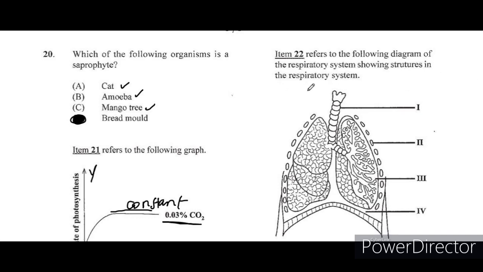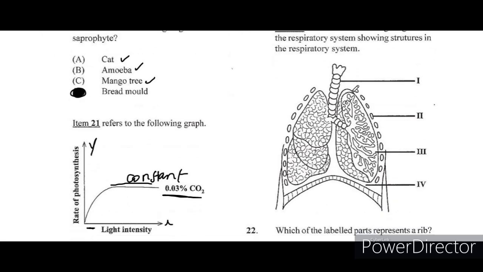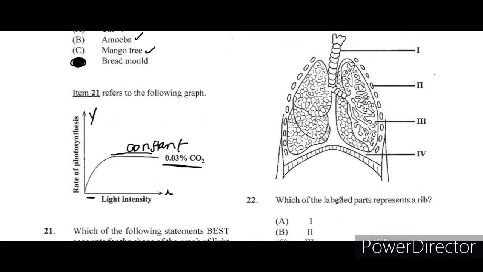Number 2, item 22 refers to the following diagram of the respiratory system showing structures in the respiratory system. It seems a bit redundant, but no, it's not. All right, which of the labeled parts represents a rib? Right here, number 2. Now, this would go over. So this was like the fourth one. These would be blocking the thing if they actually connected these. So there we go. And these, I think you get the point. The answer is 2.